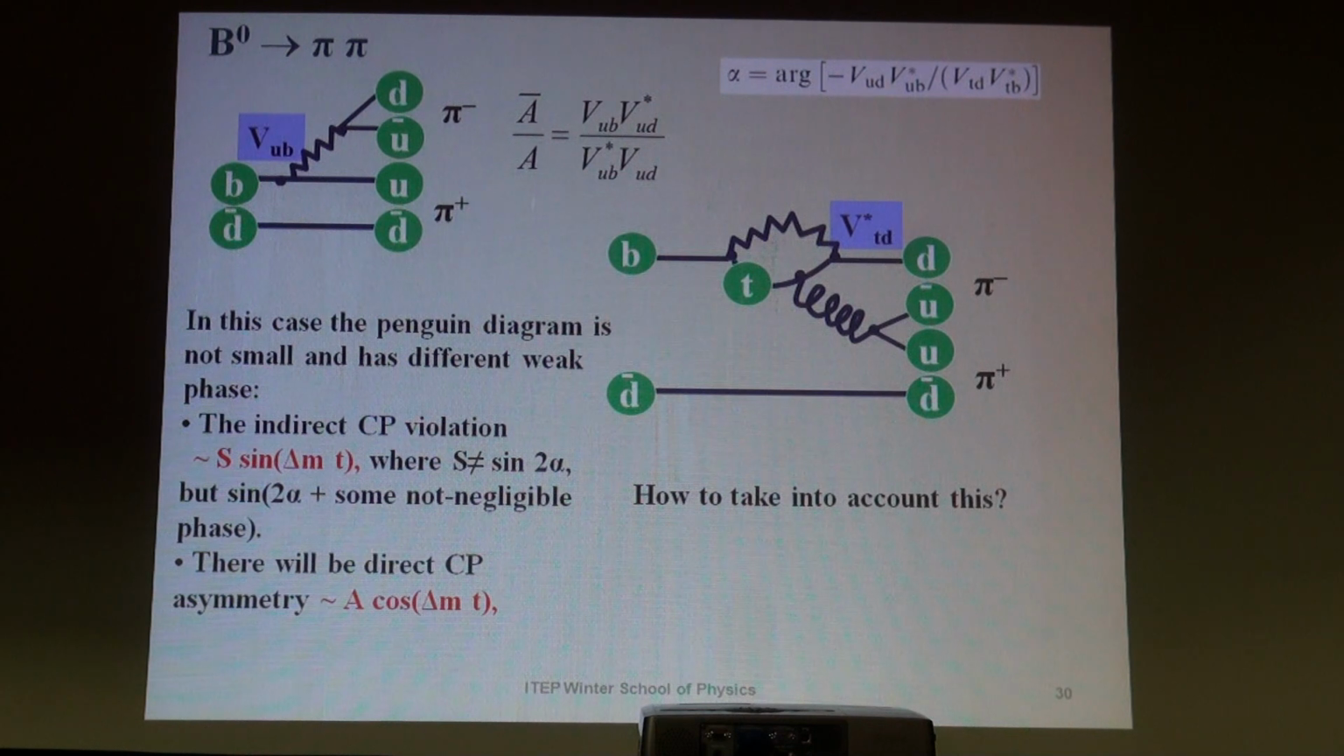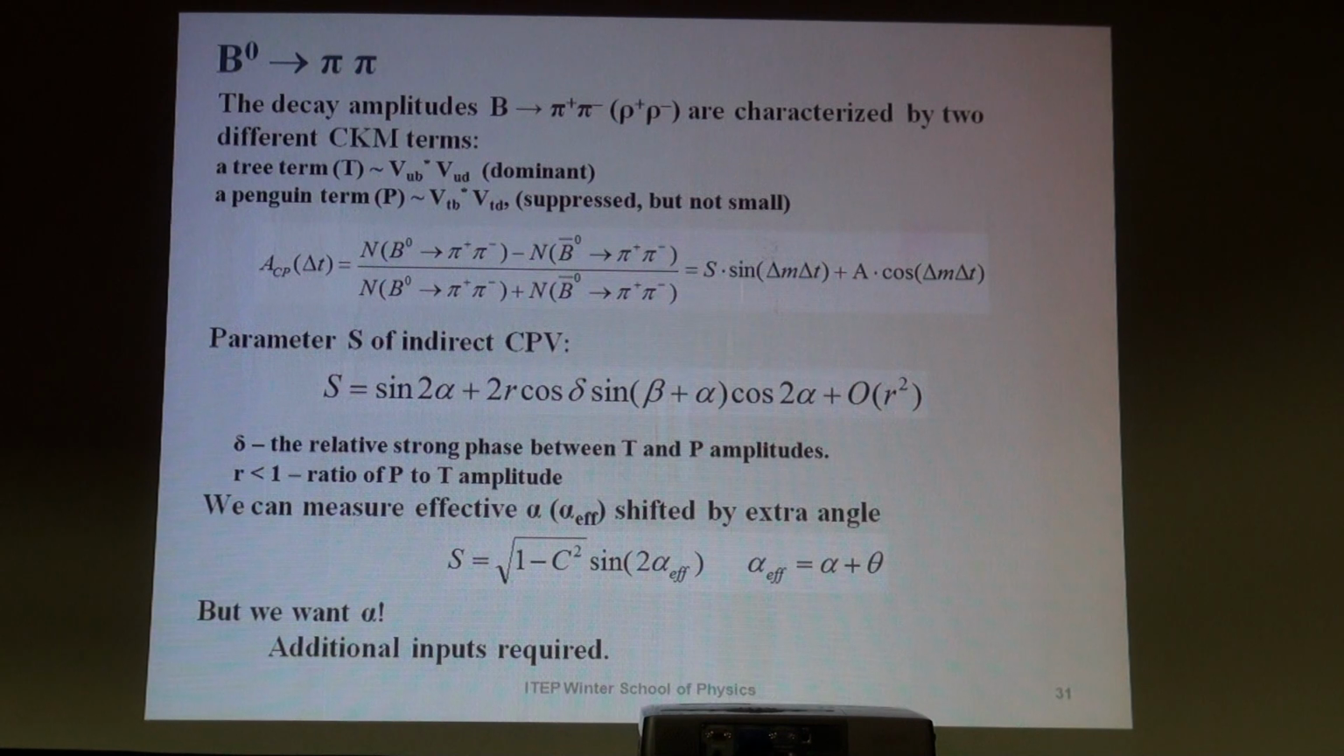But there is another problem in this decay mode, because we have a penguin contribution. We can have this loop with a top quark here, which finally results in the same final state. We have two amplitudes, this one and this one, and unlike the previous case, they have different weak phases. So this means that what we will measure in reality is not alpha, but something else. How to solve this? The idea was proposed by London and Grinstein in the beginning of the 1990s. But let's see what we will measure in reality after the penguin contribution.